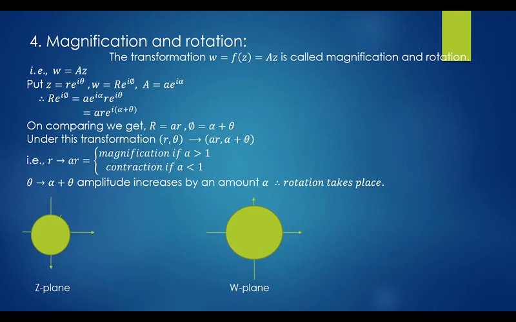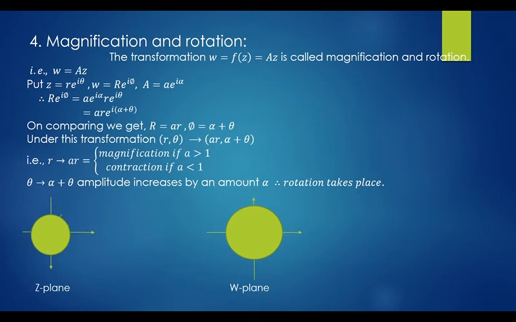Small r changes to AR, which means, depending on the value of A, the transformation becomes magnification or contraction. If A is greater than 1, the transformation becomes magnification. If A is less than 1, the transformation becomes contraction. Next, theta changes to alpha plus theta.